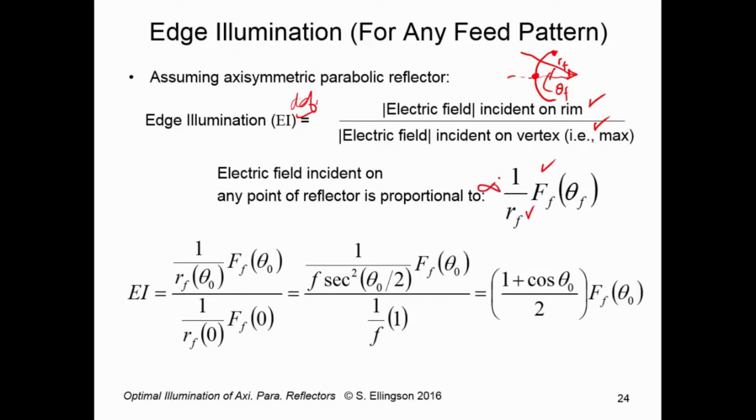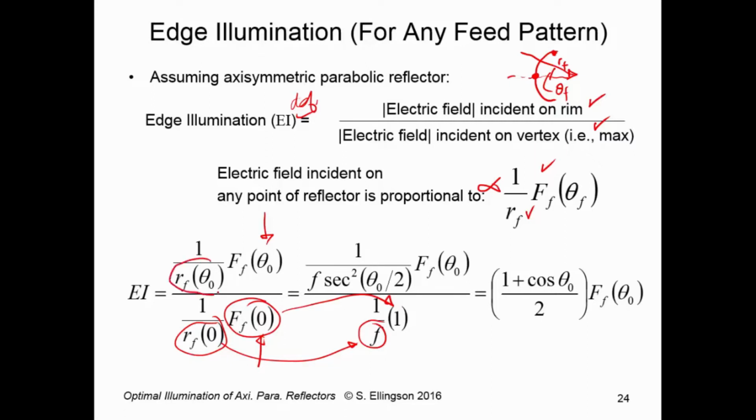Because we're simply saying this is proportional, we can forget all the other constants because they'll divide out when we take the ratio. In the numerator, we evaluate this for theta sub f equals theta sub naught, in other words, at the rim. In the denominator, we evaluate this for theta sub f equals 0, in other words, the vertex. Now in the vertex, r sub f is just f, just the focal distance. And the normalized feed pattern at the vertex is simply 1, so the denominator is pretty simple.